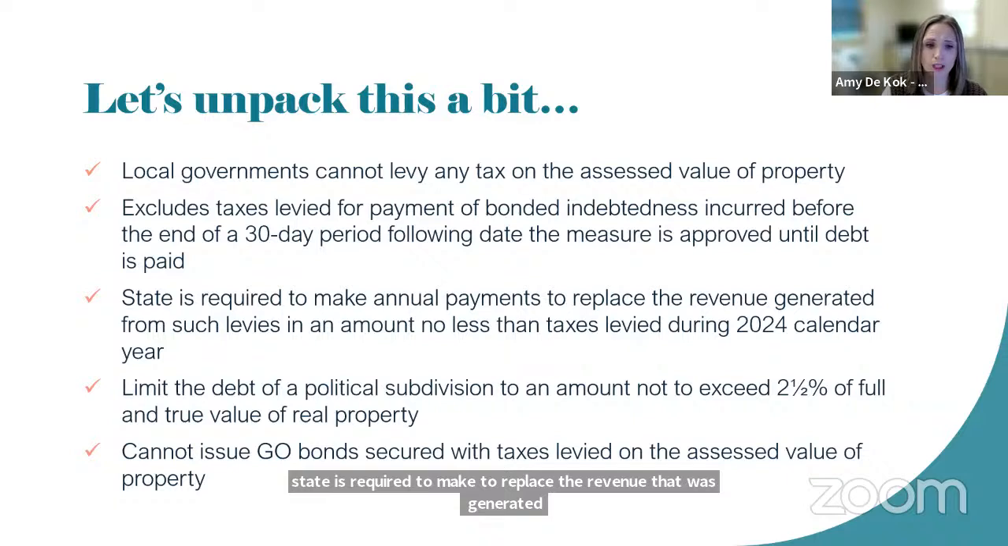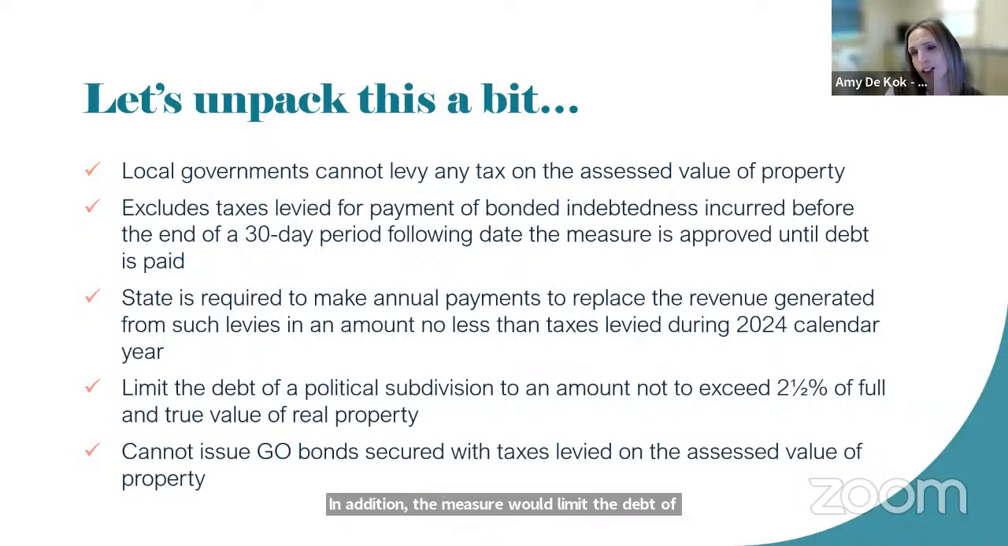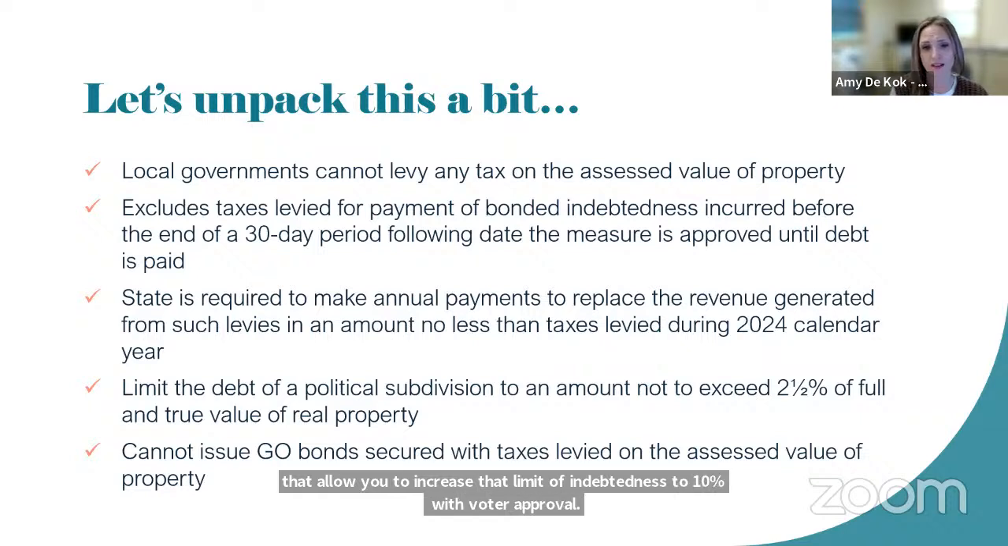In addition, the measure would limit the debt of a political subdivision to an amount not to exceed 2.5% of the full and true value of real property. This one doesn't get as much attention, but under the Constitution as it stands right now, local governments and political subdivisions have their limit of indebtedness set at 5%. There are provisions in the Century Code that allow you to increase that limit to 10% with voter approval. So this would decrease that limit of indebtedness.